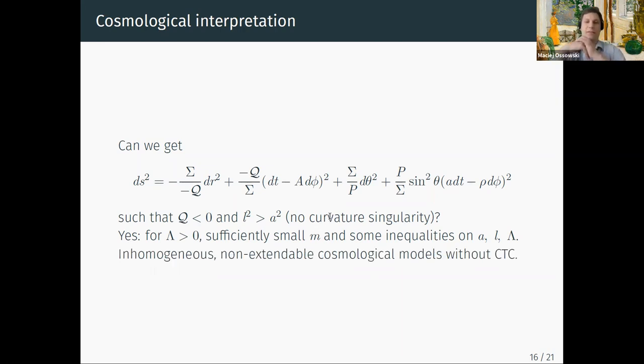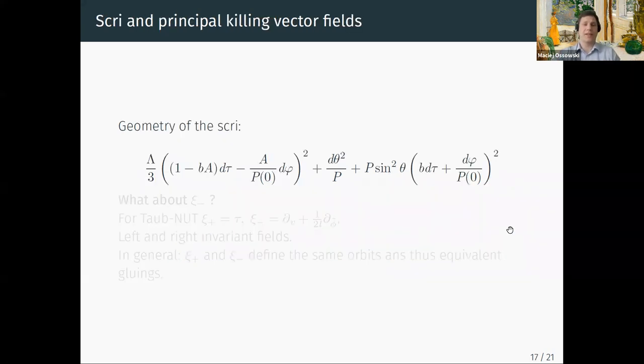And this gives us an inhomogeneous cosmological model. Inhomogeneous, of course, because we don't have four symmetries, we have only two. But the benefit is that, as I said, it's not non-extendable. So from one infinity to the other, we now have, of course, no closed time-like curves.